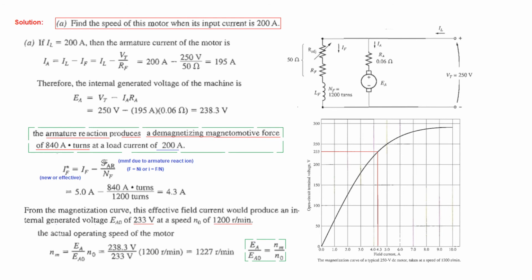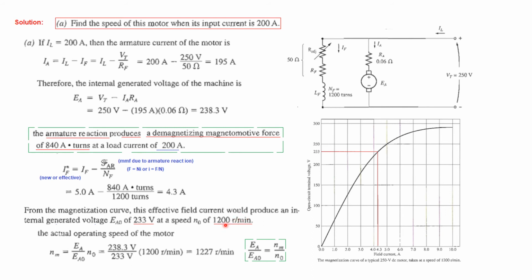And now we can calculate the speed. We know this is the formula for a speed, one voltage by the new voltage divided by earlier speed and the new speed. And so from here we find the new speed is equal to EA divided by EAO. NO EA is 238.3 volt original. From the graph now we find 233 divided by the RPM 1200. So we get the new speed to be 1227 revolutions per minute.